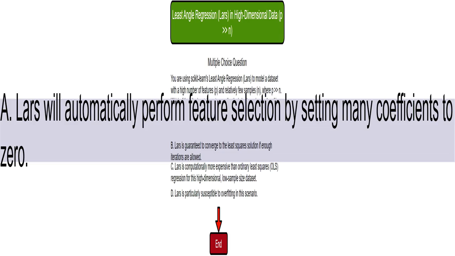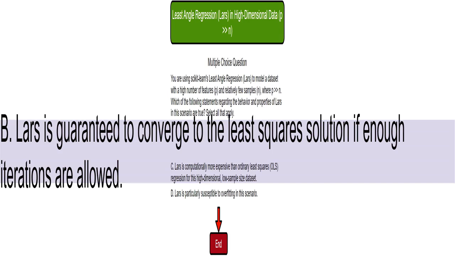This statement suggests that LAR automatically performs feature selection. I want to know if you agree with this assertion. The key is to understand how LAR adds features, and what happens to the coefficients of less important features. Here, I'm checking your understanding of the convergence properties of LAR. Does LAR always find the least squares solution? I think the answer is a little nuanced and needs further exploration.